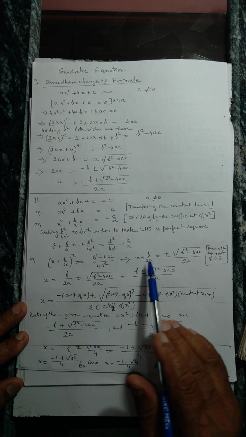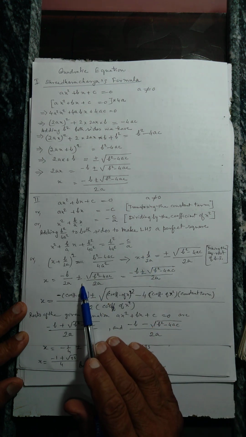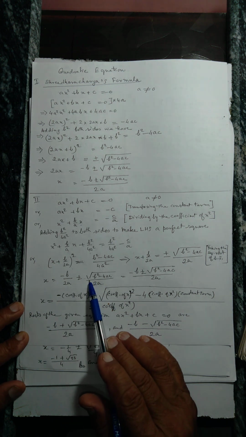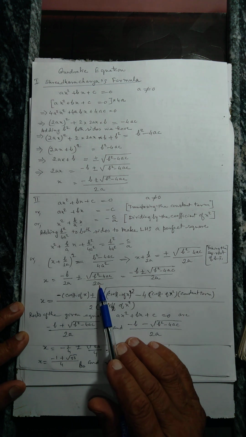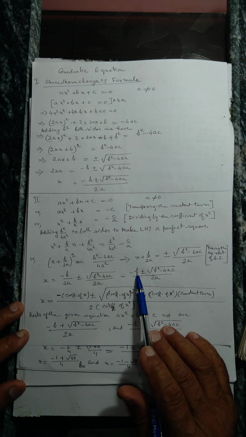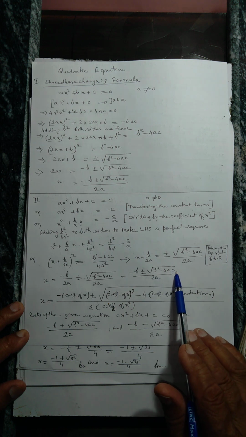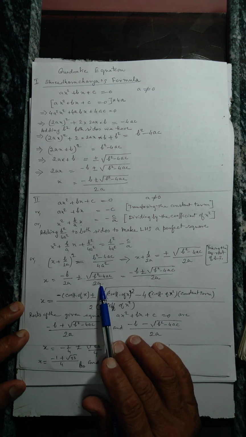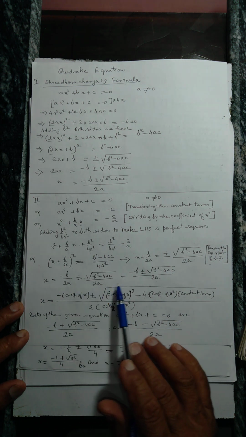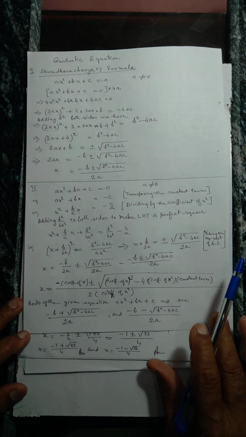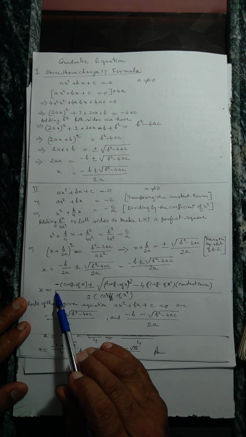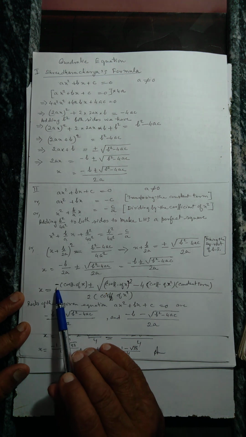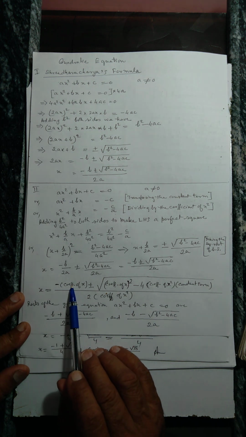So you transpose this b upon 2a to the right hand side, so x will be equal to minus b upon 2a plus minus root b square minus 4ac upon 2a. This will be equal to minus b plus minus root b square minus 4ac whole divided by 2a, because these are like fractions and the LCM will be 2a. So in a nutshell, the formula is like this, which I suppose you should remember: x is equal to the minus the coefficient of x.